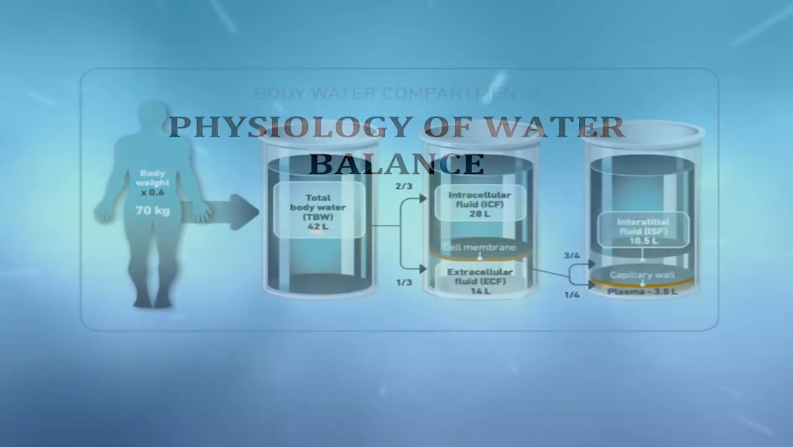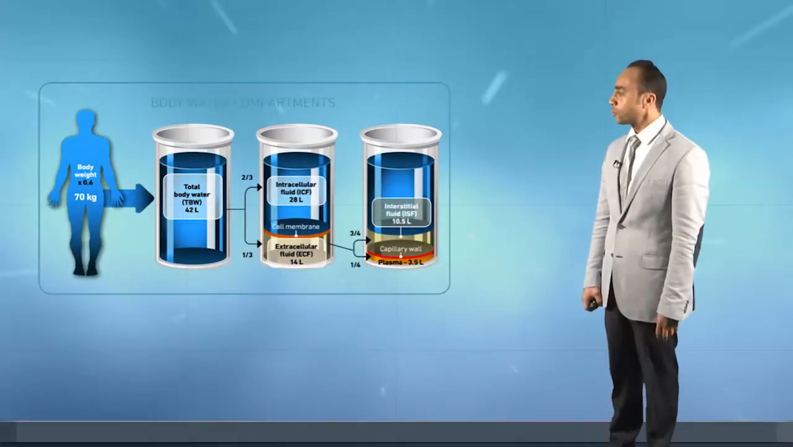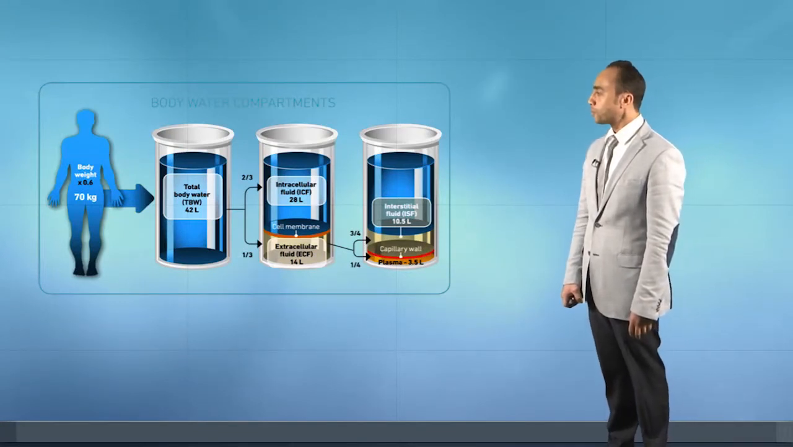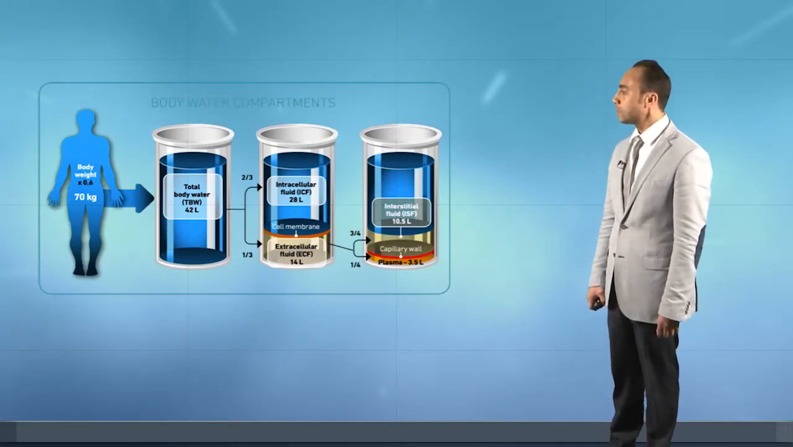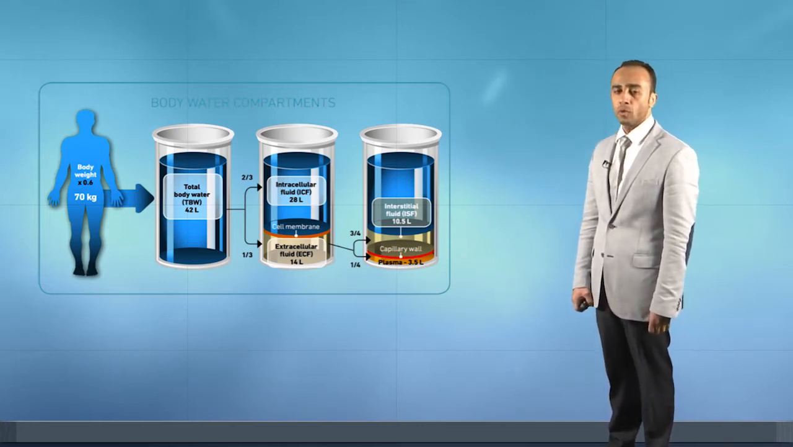Starting with the physiology of water balance. Body water constitutes around 60% of the body weight. So if you look at this slide, for somebody who weighs around 70 kg, 2/3 of this water is inside the intracellular compartment. So the total water is around 42 liters, and 28 of this, that is 2/3, is in the intracellular compartment, and 14 liters in the extracellular compartment.